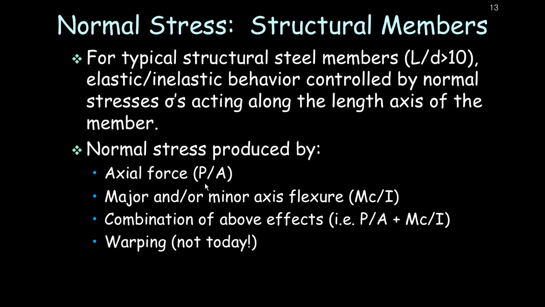Now there is one more contributor to the normal stress along the length of the member, and it typically comes in the form of torsion through what we might call warping stresses. That won't be discussed tonight, but certainly something to have in the back of your mind. If you do have a significant amount of torsion, you're going to pick up some additional normal stresses due to cross-sectional warping.